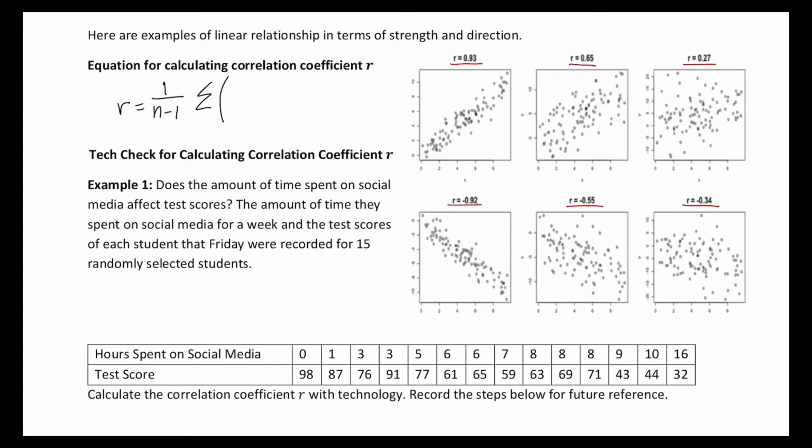So we have 1 over the number of individuals sampled minus 1, times the sum of each individual X value minus the average of the X values, divided by the standard deviation of the X values, times the same thing for the Y's. And if you look at these two expressions right here, these are both z-score formulas. We know that formula: value minus mean divided by standard deviation. We've done that before.